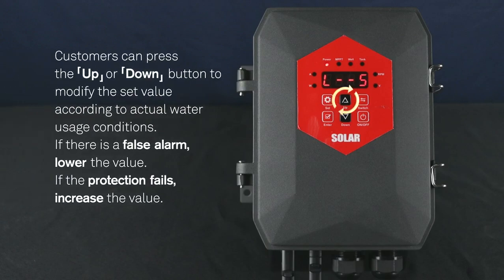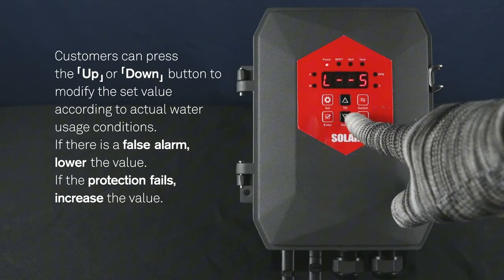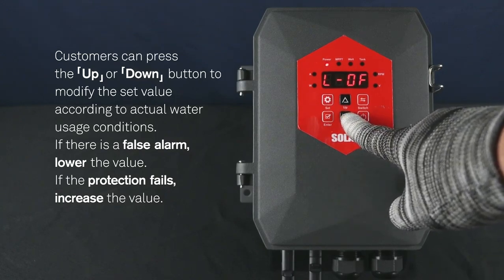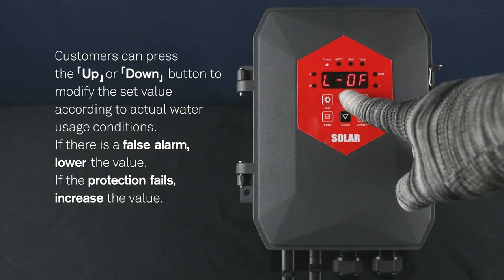Customers can press the up or down button to modify the set value according to actual water usage conditions. If there is a false alarm, lower the value. If the protection fails, increase the value.